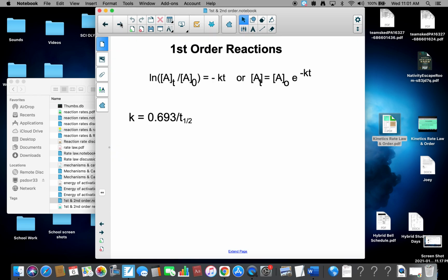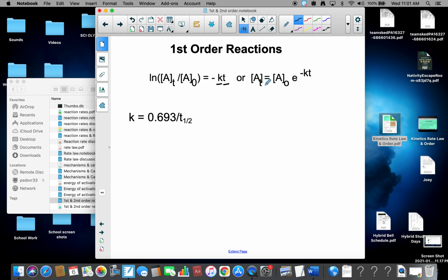All right. So first type of order reaction is called a first order reaction. This is referred to as a nuclear decay. The way we find this, we take the natural log of A_t over A_0, where A_t is the amount that we have at a given time, and A_0 is the amount we have originally, equals negative k, which is our rate constant, times t, which is time. We use the first equation if we're looking for either k or t.